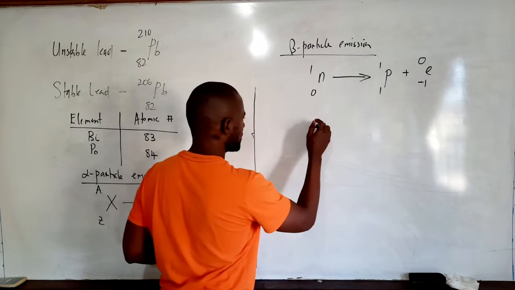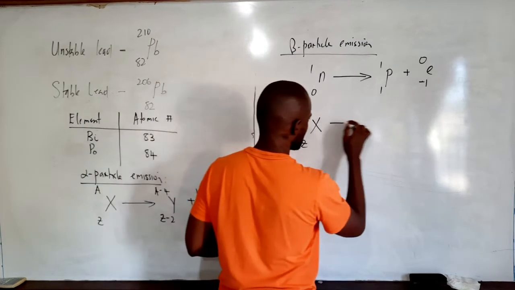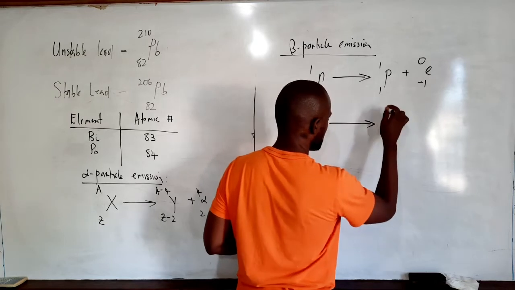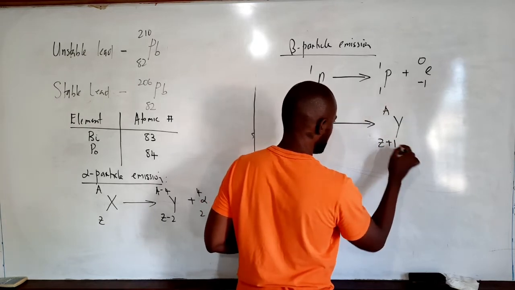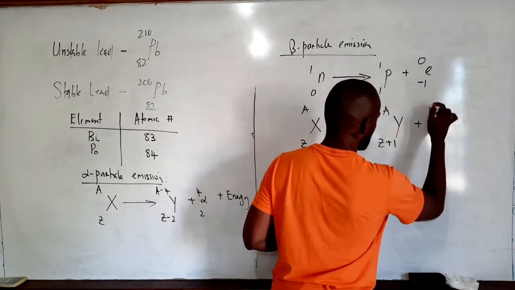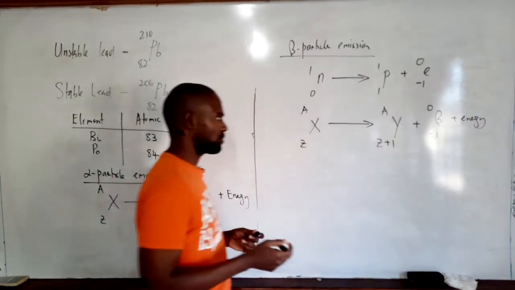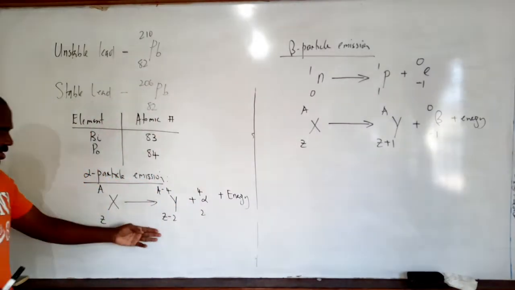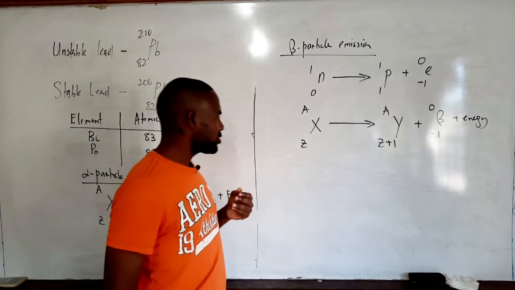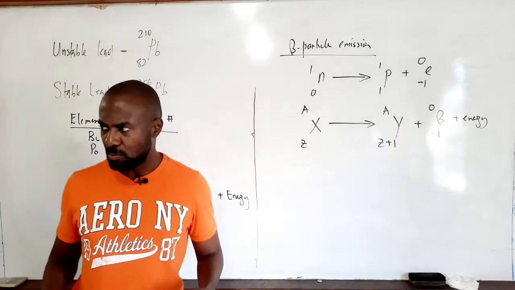We have the parent, X, with a mass number A, proton number Z, emitting a beta particle to form a daughter with a mass number A and a proton number Z plus 1, and a beta particle. Beta particle, charge -1, mass 0. And of course, we have energy being given off in the process as well. So these two reactions are going to be very important in order to do what the question requires of us. We looked at alpha particle emission, we looked at beta particle emission. Now let's go back directly to the question.